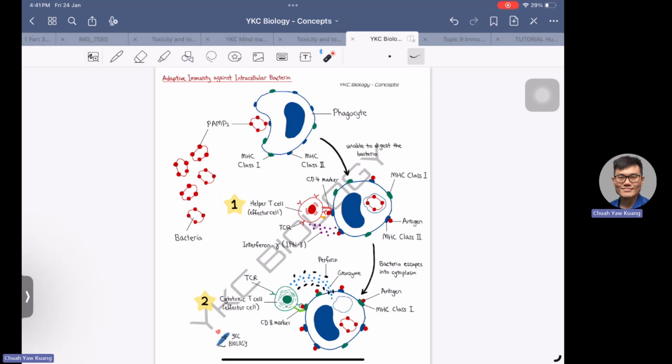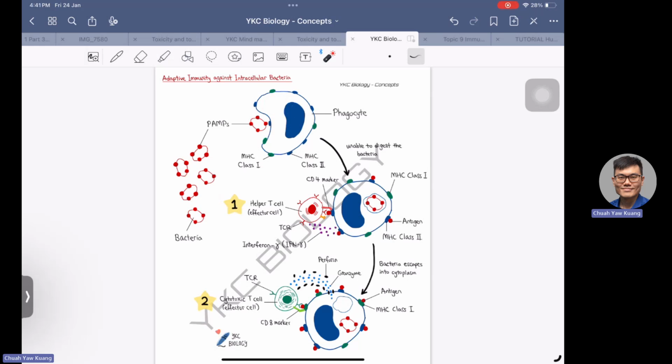When bacteria go into our body, our phagocyte will normally recognize them and engulf them. After phagocytosis, these bacteria will normally be captured in the phagosome, and later on, the phagocyte is going to produce the lysosome to fuse with the phagosome and digest the bacteria. So this is what normally should happen, and the bacteria should get killed inside the phagosome.